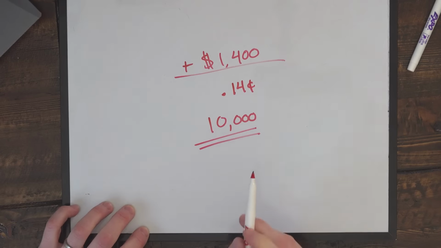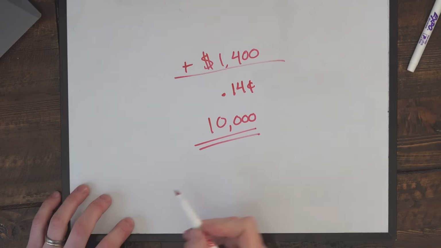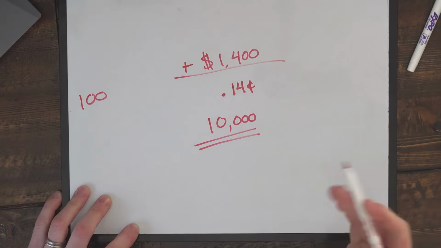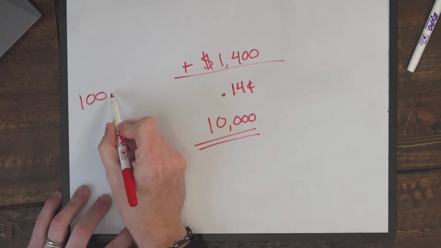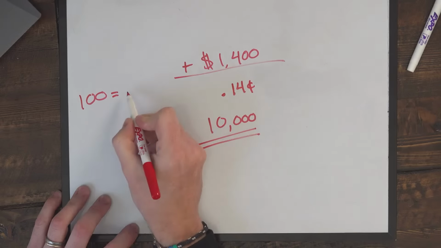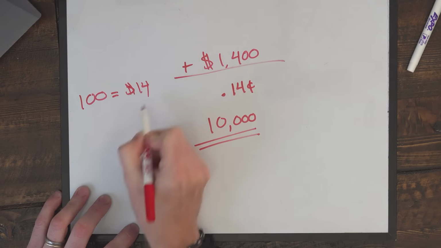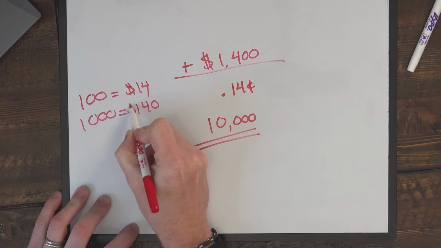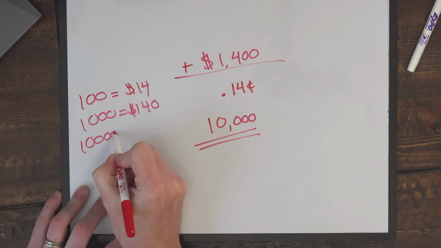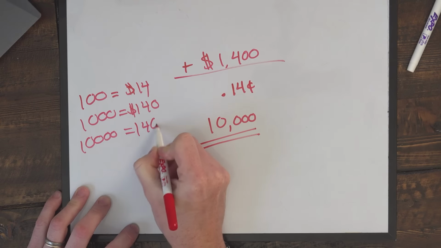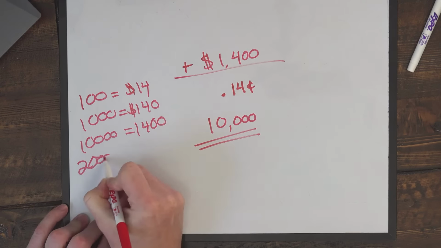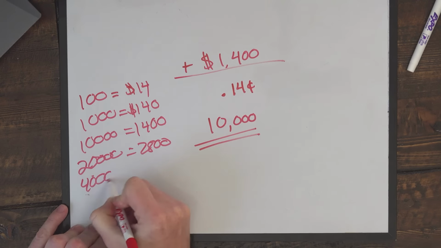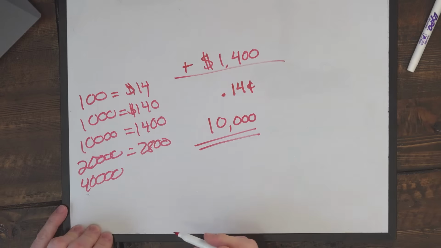So if you're a beginner trader and you're trading with a $100 account, with 100 share size, let's say you're trading with 100 shares. Your average winner of 14 cents is only going to be 14 bucks. You're trading with 1,000 shares, average winner of 14 cents is 140. You're trading with 10,000 shares, your average is going to be 1,400. You're trading with 20,000 shares, your average is 2,800. You're trading with 40,000 shares, right? You can continue to scale up.